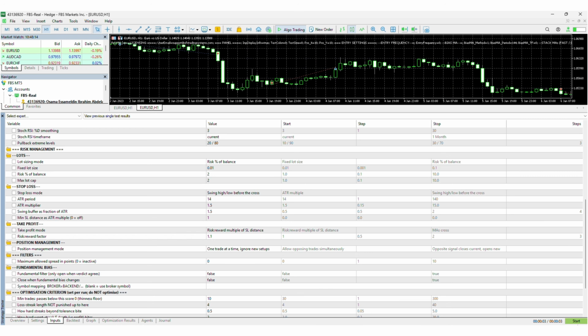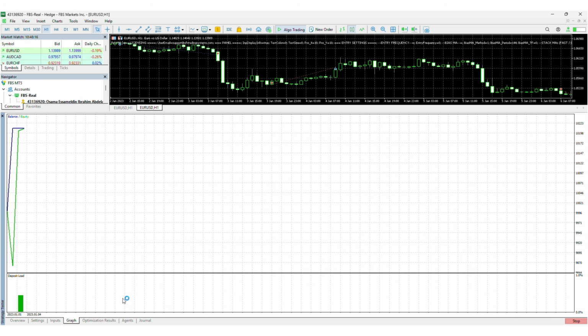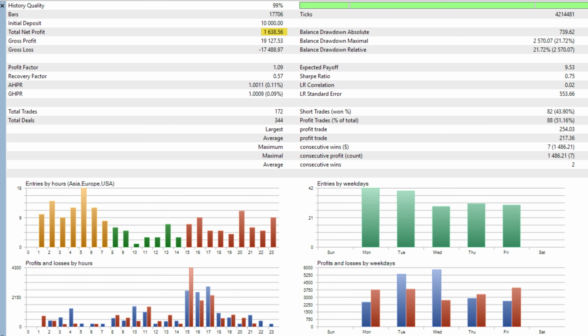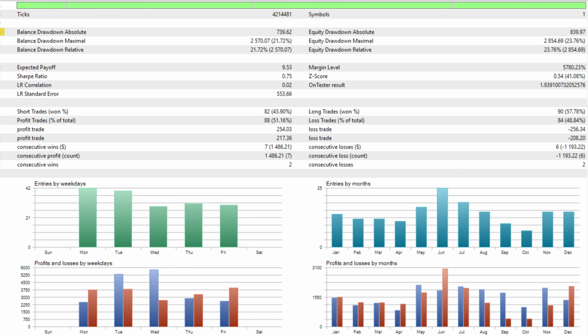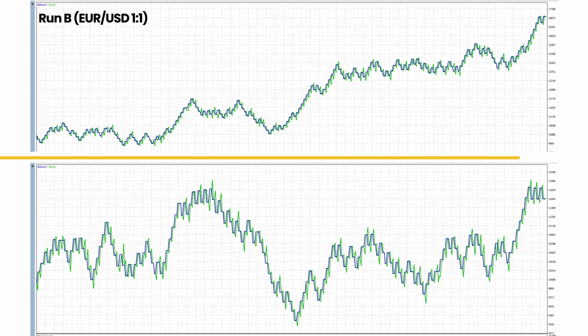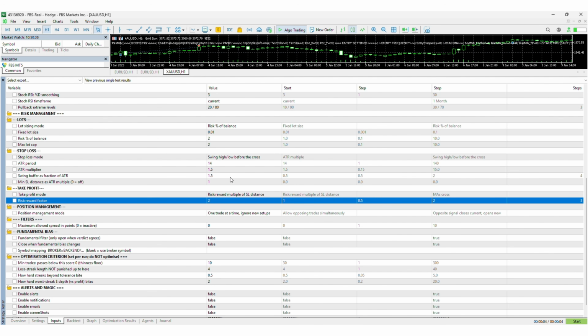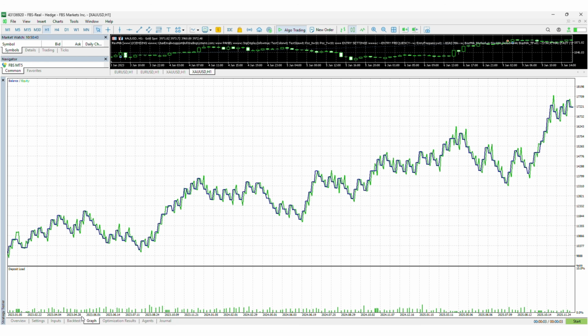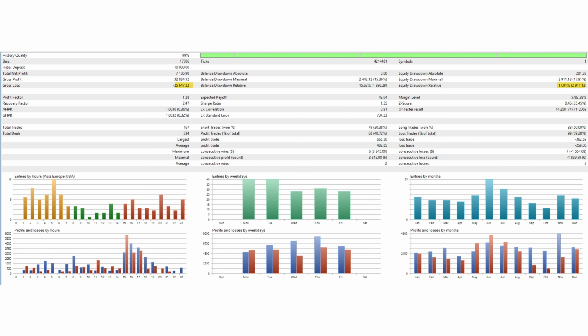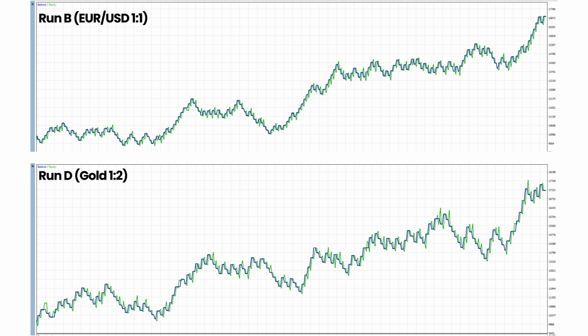Same strategy, same 1-to-1 on gold instead of Euro USD, and it barely made 14% over 3 years, with a 20% drawdown. On Euro USD, that change was the hero. On gold, it nearly broke it. And here is the kicker. On gold, the original 2-to-1, the version that struggled on Euro USD, made about 72% with a lower drawdown. The exact opposite of what happened on the Euro USD.